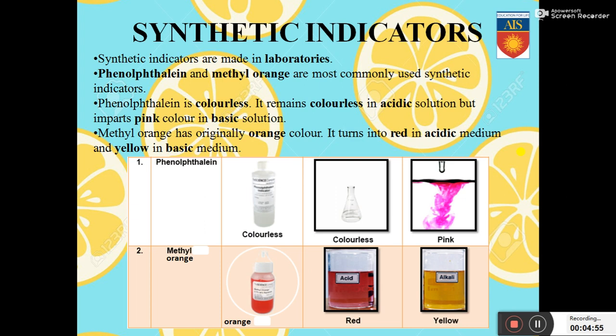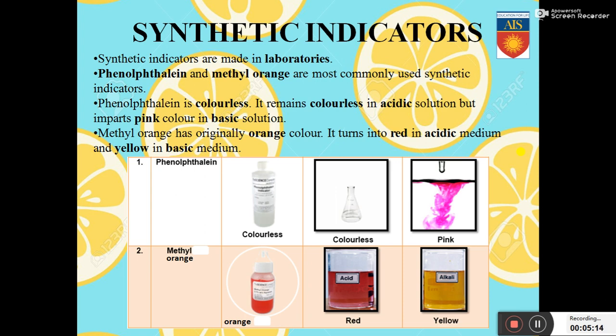Phenolphthalein and methyl orange are the most commonly used synthetic indicators. Look into the spellings of phenolphthalein and methyl orange very carefully. Now, what are synthetic indicators? They are not naturally occurring. They are made or prepared in the laboratories.